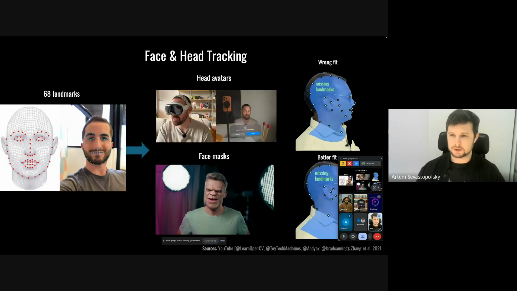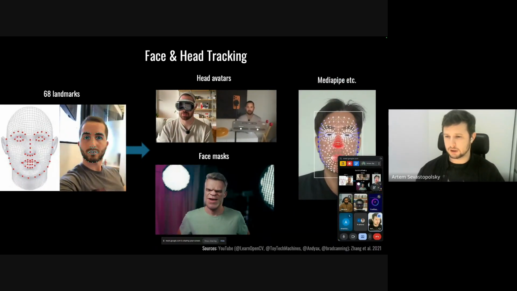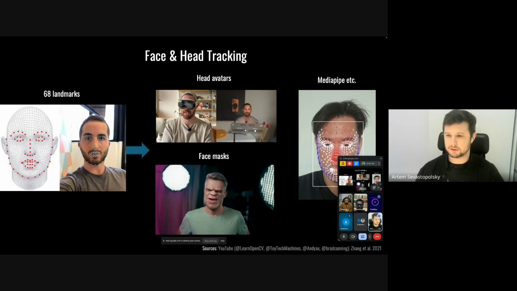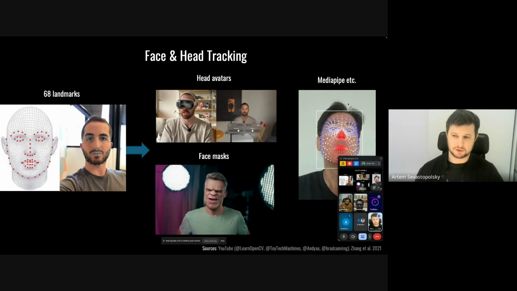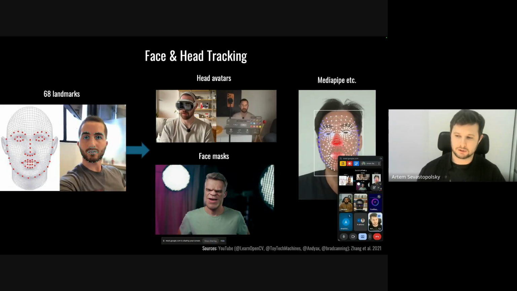Some solutions based on landmark estimation, such as MediaPipe, involve estimating more landmarks, but as you can see here, these landmarks are still concentrated on the face region, so they don't help in tracking the complete head.